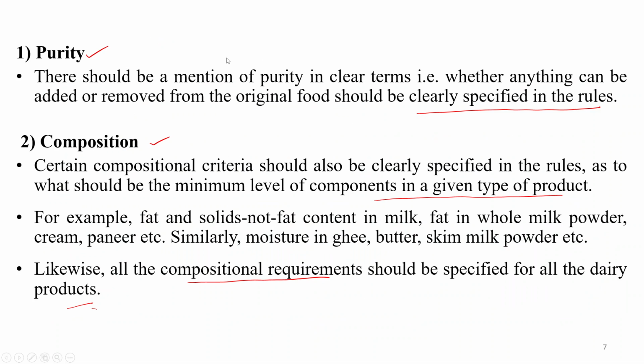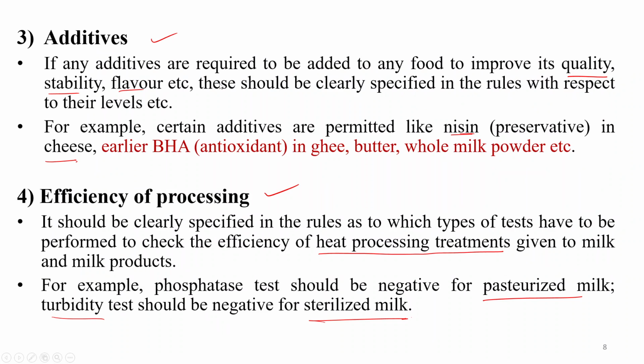First is the purity, that it should be clearly mentioned whether anything could be added or removed from the product, that is purity. Composition, that minimum requirement of the various components, fat, SNF, moisture content, and some physical chemical constants are there, that should be mentioned in the rules. So all the compositional parameters to be mentioned, what is the minimum requirement, what is the maximum requirement, that to be mentioned in the rules. Then additives, if any additive is required, like nisin in cheese and BHA, if earlier was permitted in the ghee, that also to be mentioned in the rules.